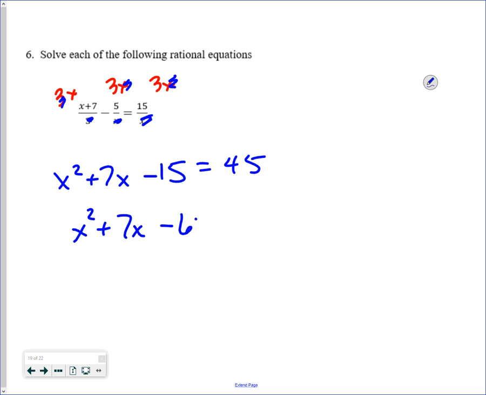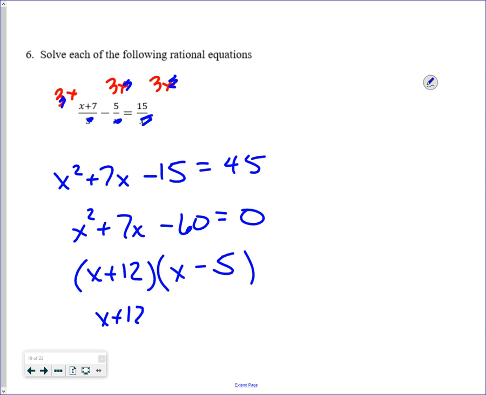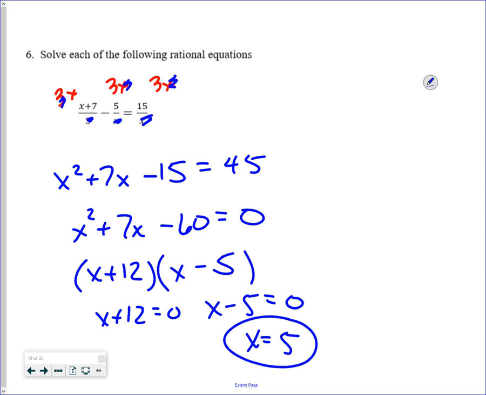Getting all the terms on the same side so that it equals 0. This again is factorable. X plus 12 and x minus 5, setting the parentheses equal to 0, x to equal 5, and x to equal negative 12.